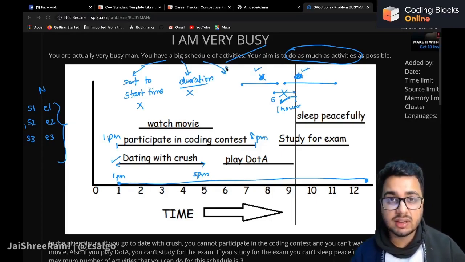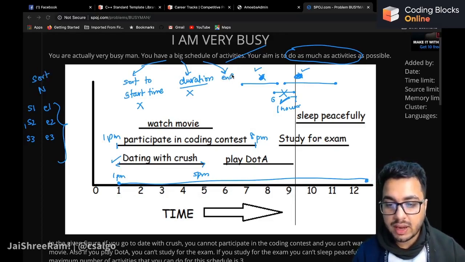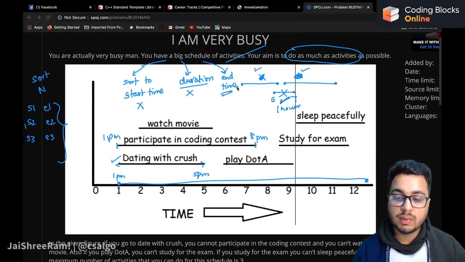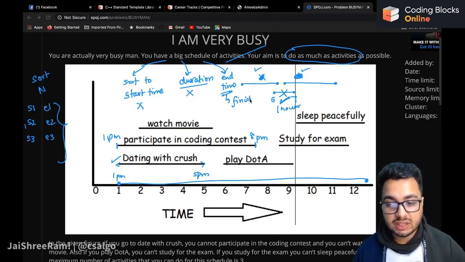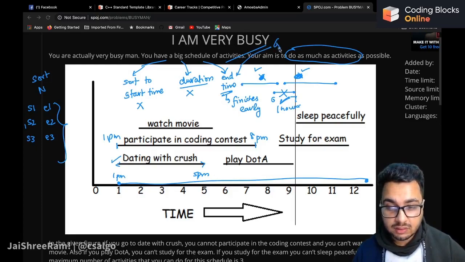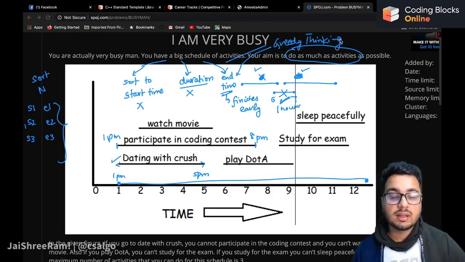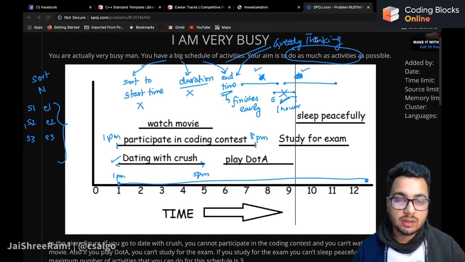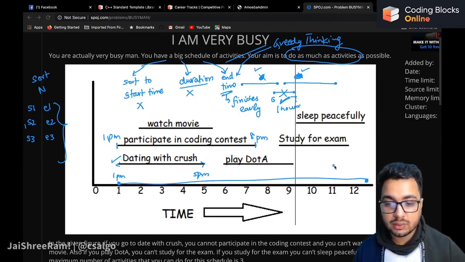So the third thing in our mind is, let's sort this list of n activities according to end time, or the finishing time. So maybe I will pick that activity which finishes early. If an activity finishes early, it will allow more time for the remaining activities to be done. So this is a greedy thinking: if I complete an activity as early as possible, according to the finishing time, then I will have more room for other activities that I can do. So let us sort this list according to the finishing time.